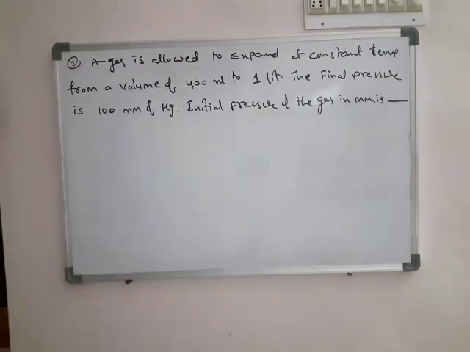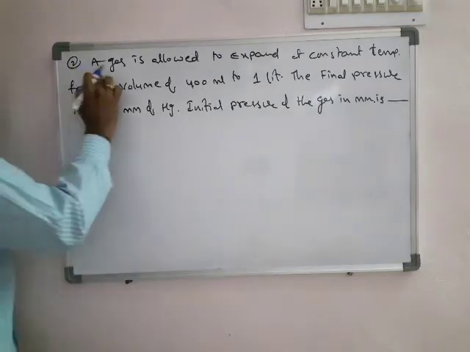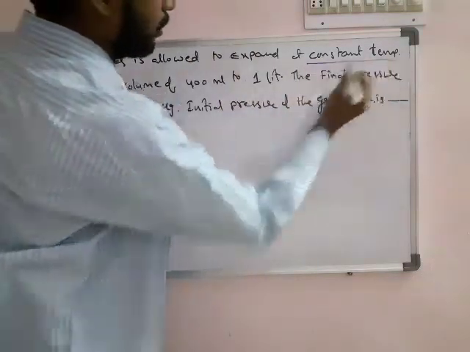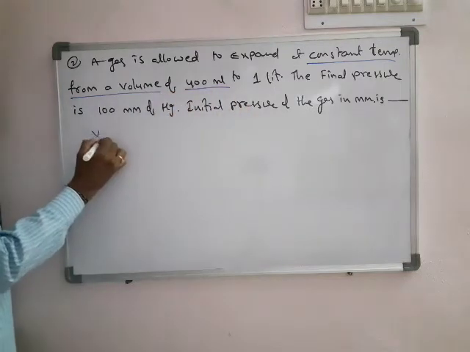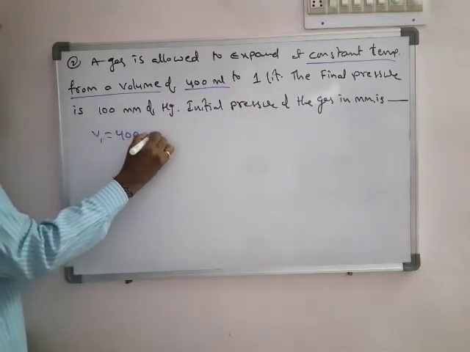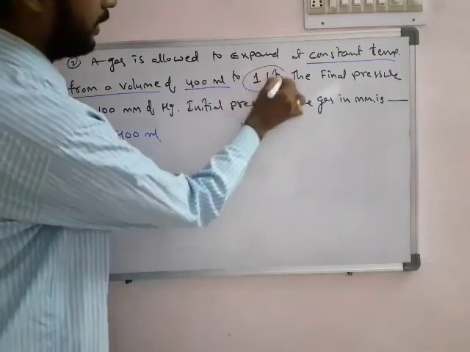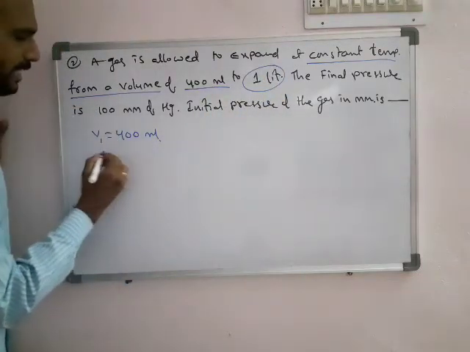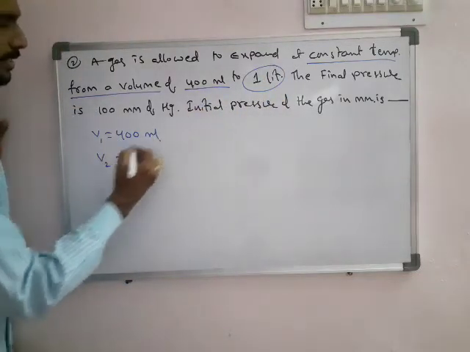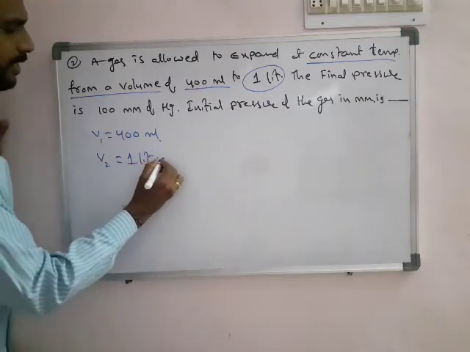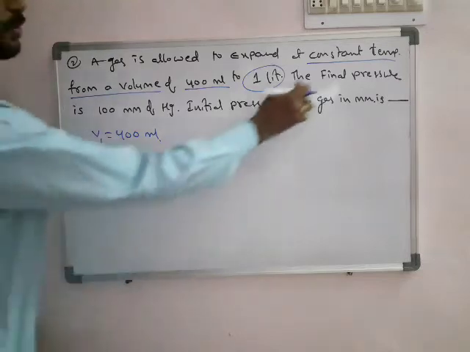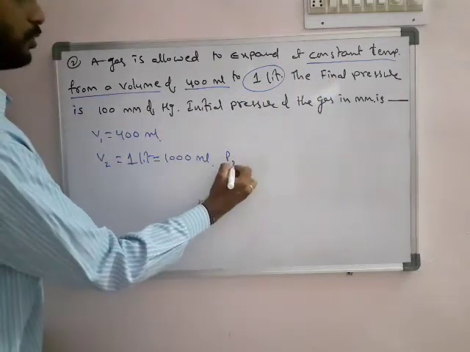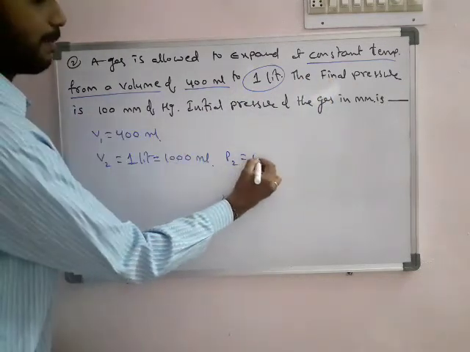Okay, see the second one. So here a gas is allowed to expand again at constant temperature from a value 400 milliliters, means its starting value 400 milliliters. It is expanded to 1 liter. 1 liter means both should be in the same units. 1 liter means how many milliliters? 1000 milliliters. So the final pressure, so the P2 is given 100 mm.